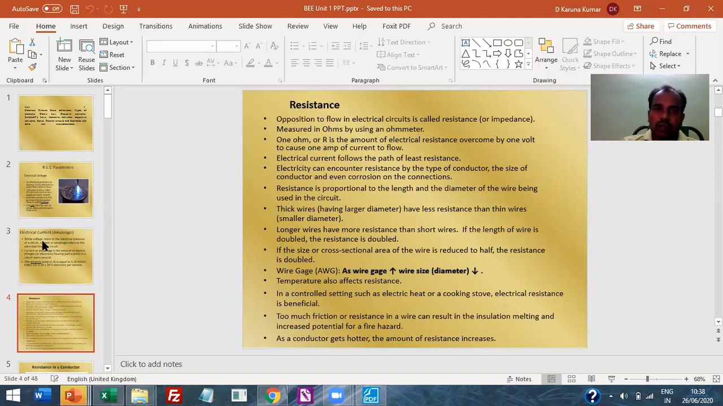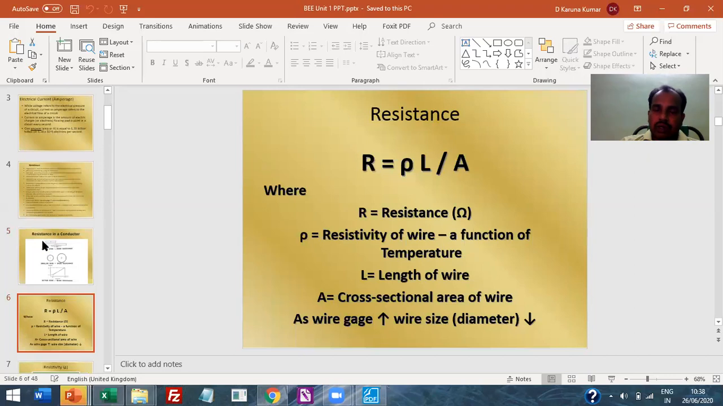So R equal to rho L by A. Resistance depends upon the length and area. So R is directly proportional to length and inversely proportional to area. So R equal to rho into L by A. Here rho is the resistivity of the wire, R is the resistance, L is the length of the wire, A is the cross-sectional area of the wire.